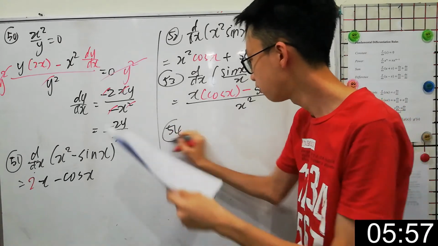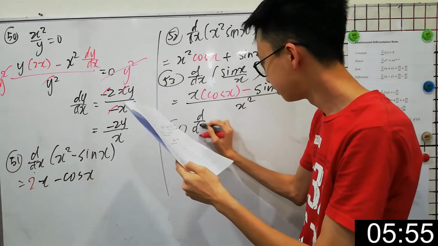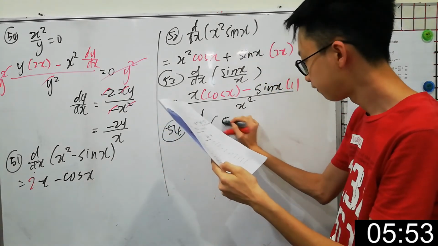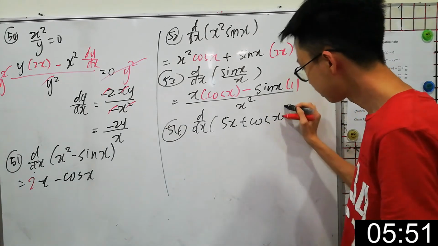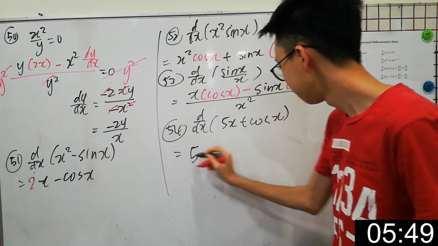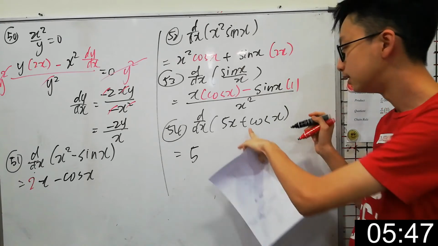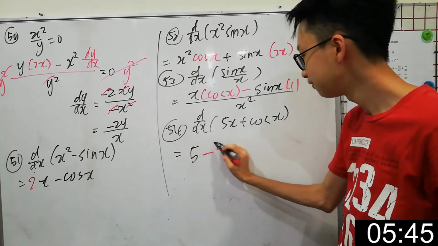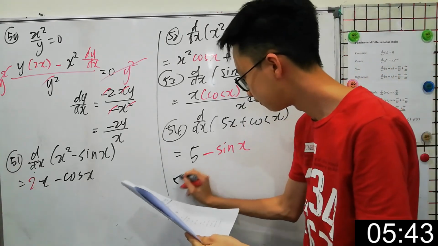Okay, 54. Yeah, I think we can hit 60 like this. Okay, 5x plus cos x, then 5, then okay, the derivative of cos x is negative sin x. Okay, 55.